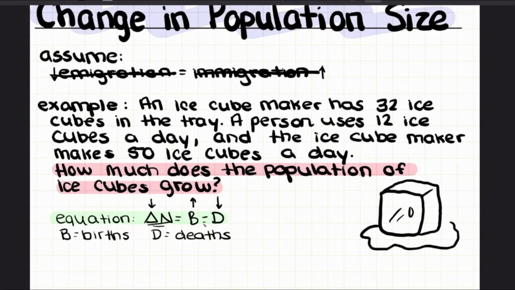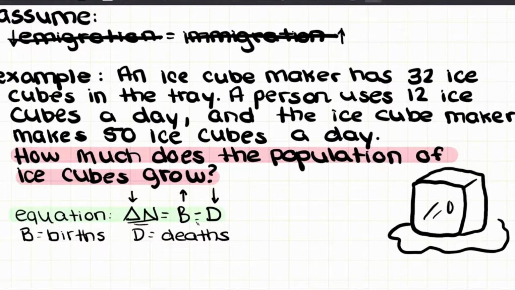Let's do it together. So we want to know how much the population of ice cubes is growing by. So that is our delta N that we're looking for. So delta N is equal to births minus deaths.